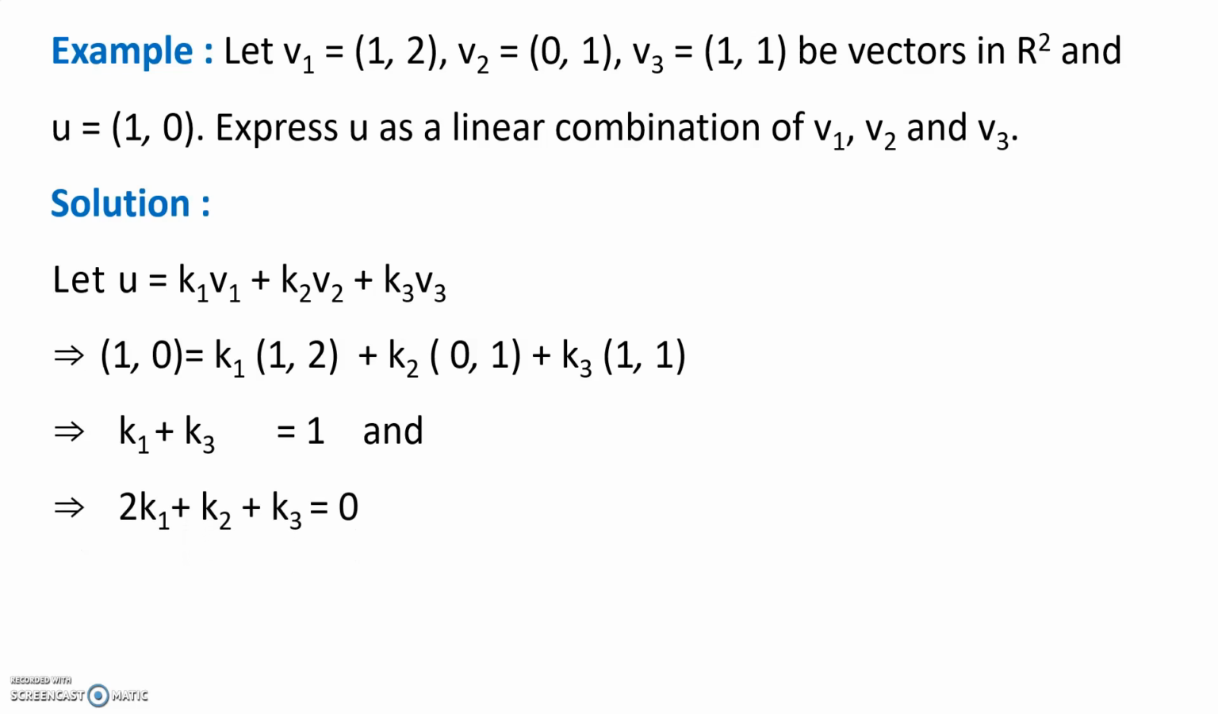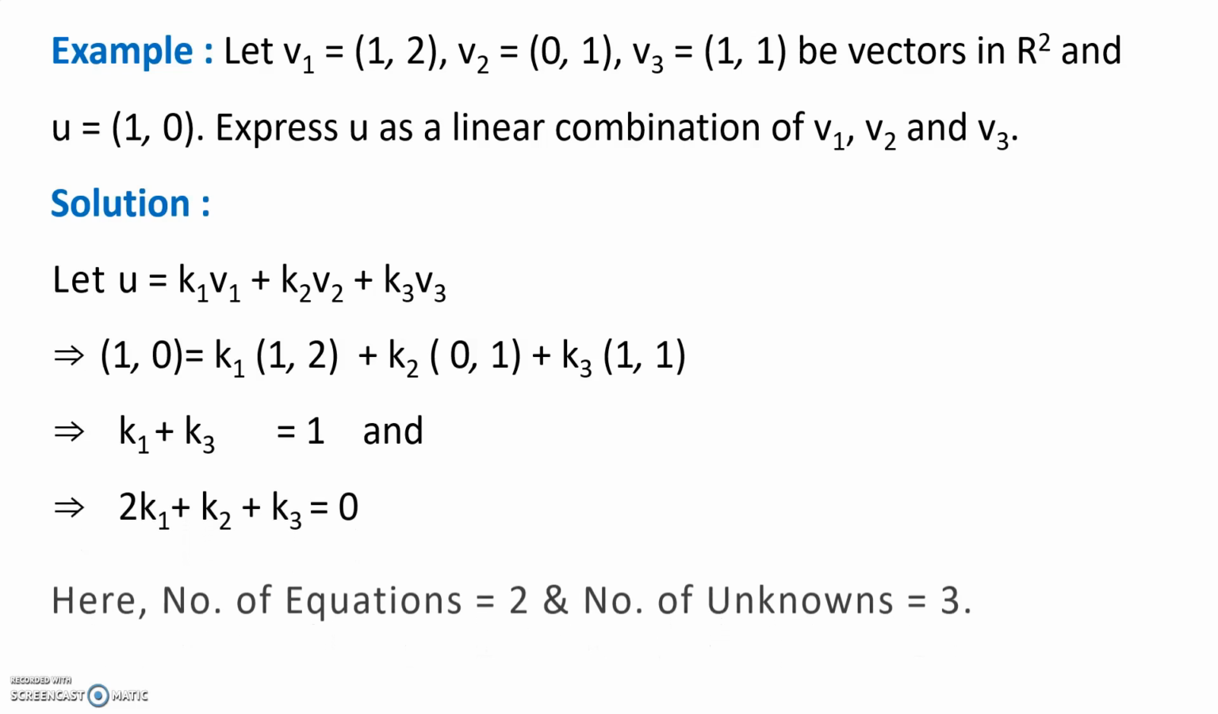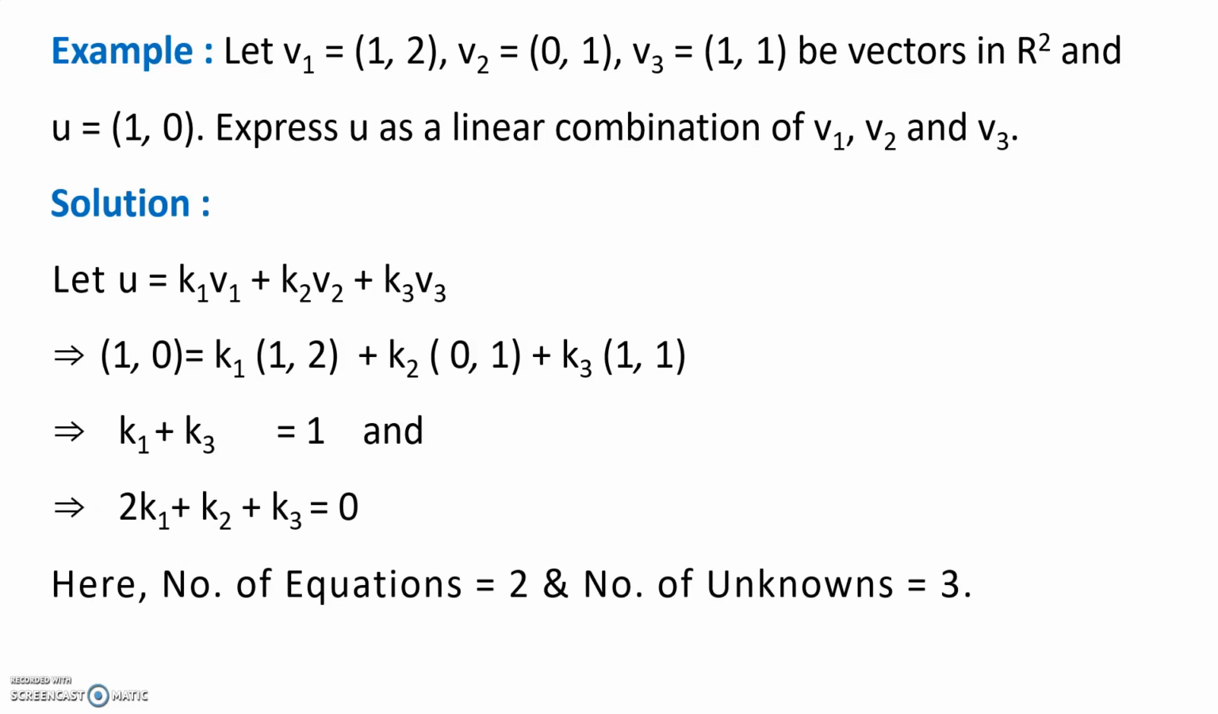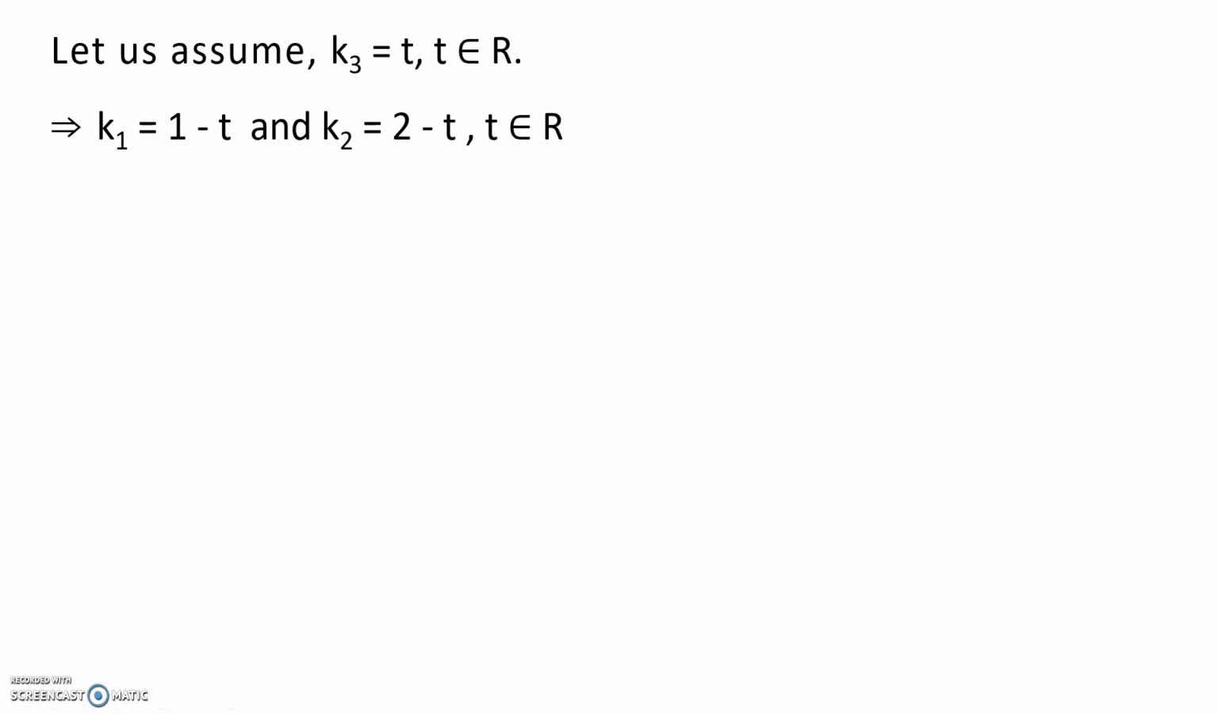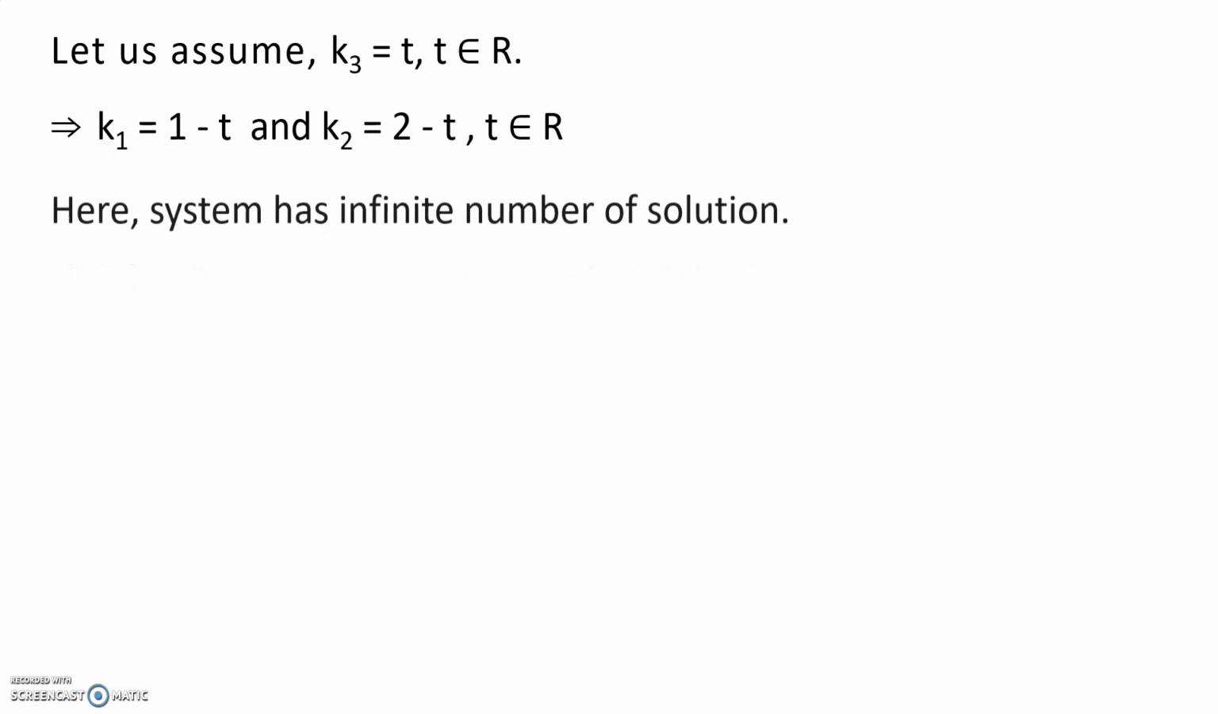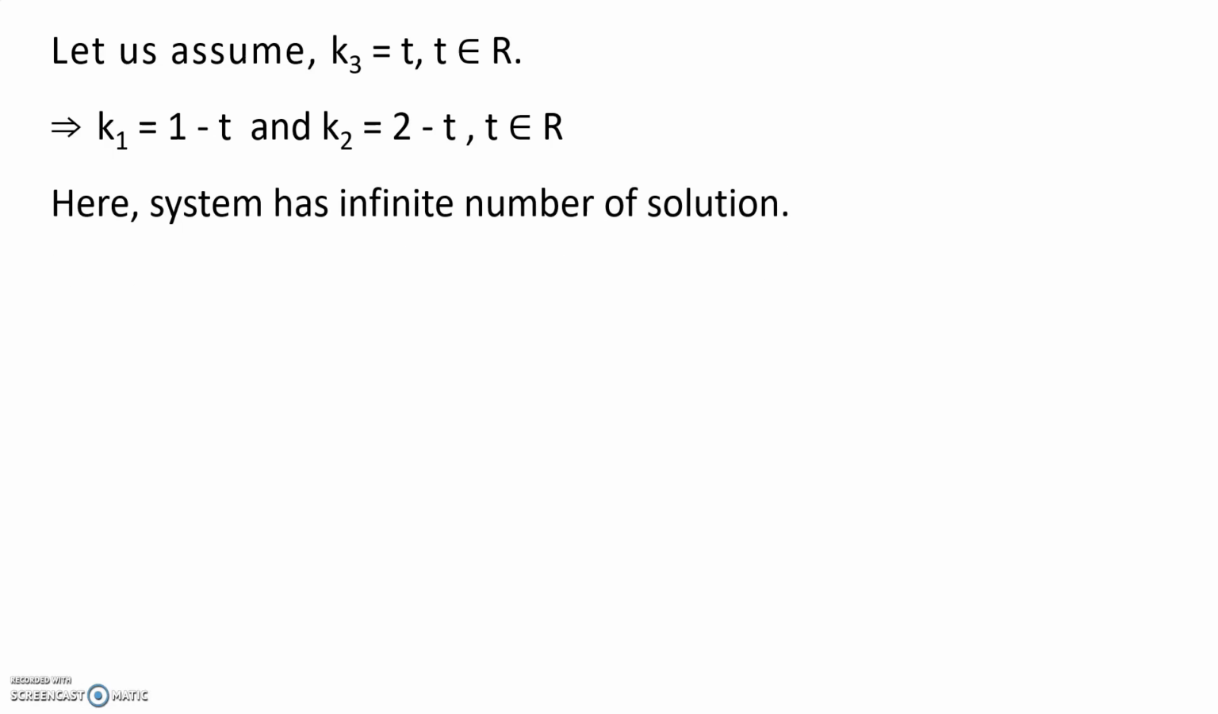After simplification, we will get the equations as k1 plus k3 is equal to 1 and 2k1 plus k2 plus k3 is equal to 0. In this case, the number of equations is 2 and the number of unknowns is 3. Let us assume k3 is equal to t, where t belongs to R. Means k1 is equal to 1 minus t and k2 is equal to 2 minus t, by substituting the values of k3 in the above equations. Here, the system has infinite number of solutions.